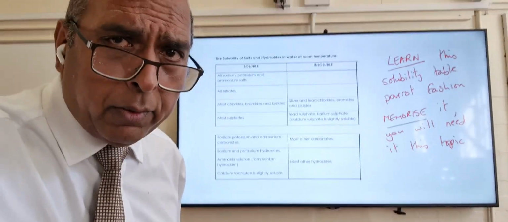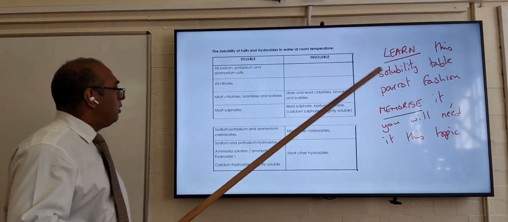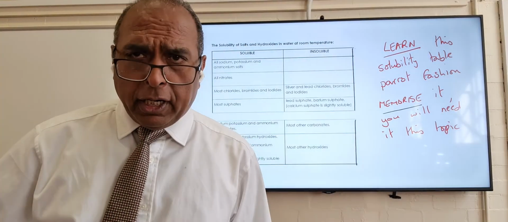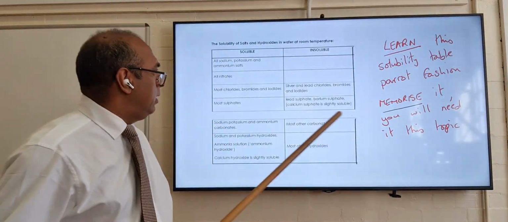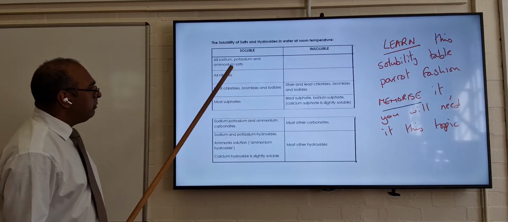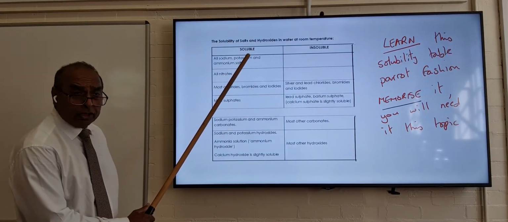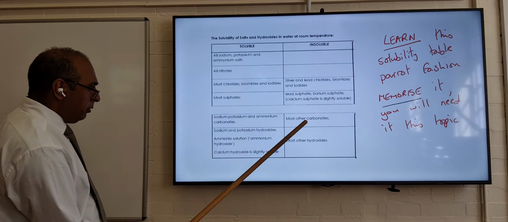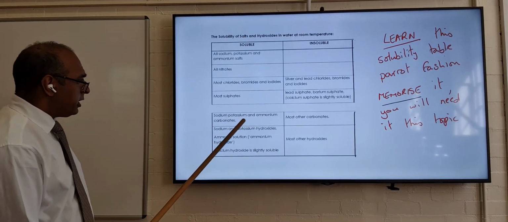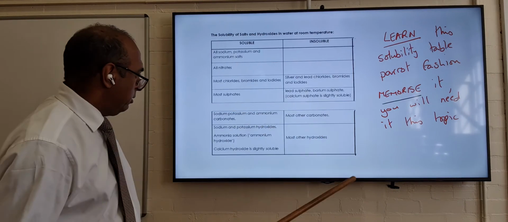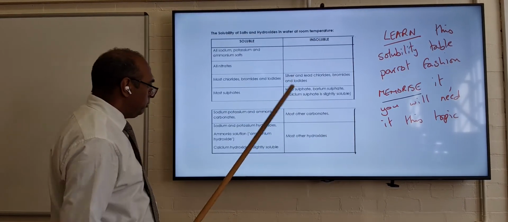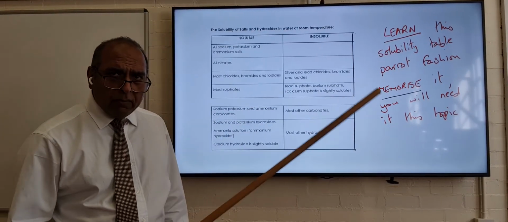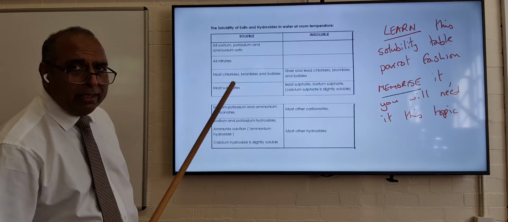Now this is the solubility table I want you to learn. So learn this solubility table parrot fashion. Now parrot fashion means memorize it. Sodium, potassium, ammonium and nitrate, they all dissolve. They are soluble. Most carbonates are not soluble, except obviously the sodium, potassium, ammonium varieties. Most hydroxides are not soluble, except sodium and potassium hydroxide are soluble, and calcium hydroxide is slightly soluble.